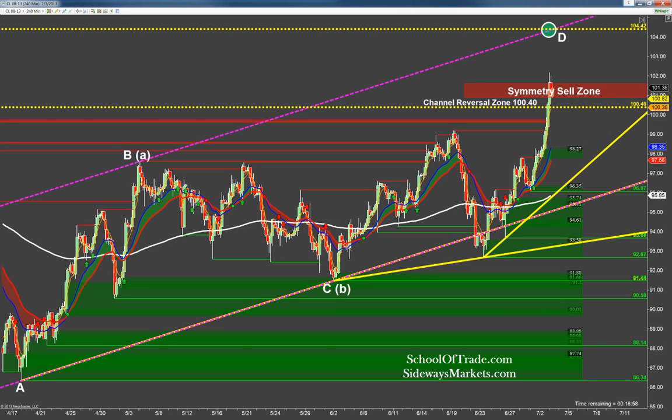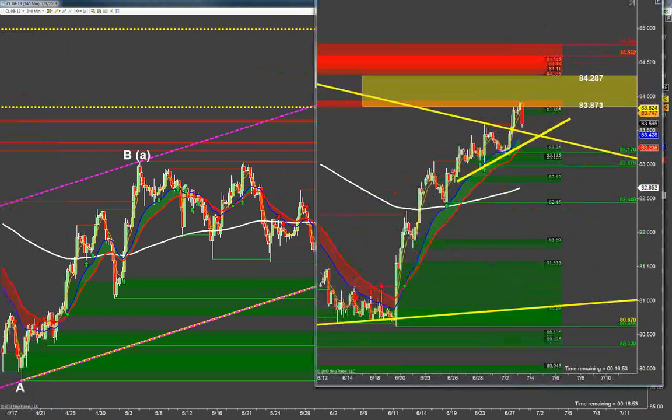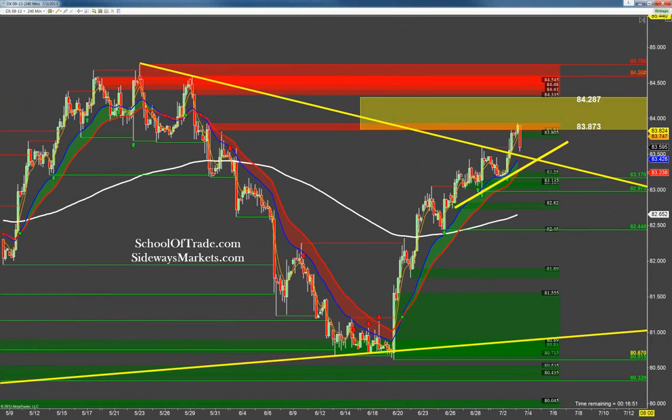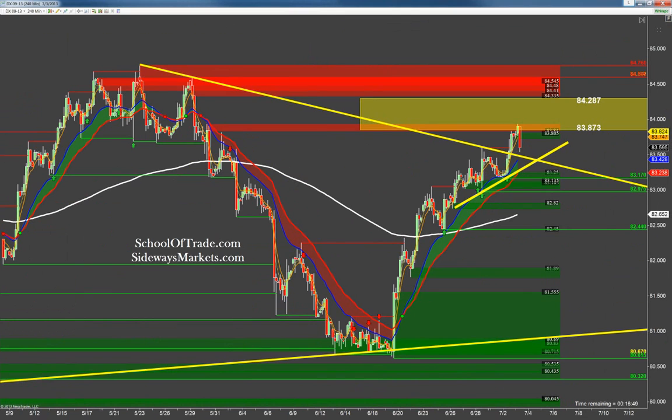Now, I want to give a little bit of a heads up on the dollar here as well. Before I jump down to a 60-minute chart, you might be thinking, well, Joe, how far can this go? How long will we expect it? The dollar is giving us a big clue right now.